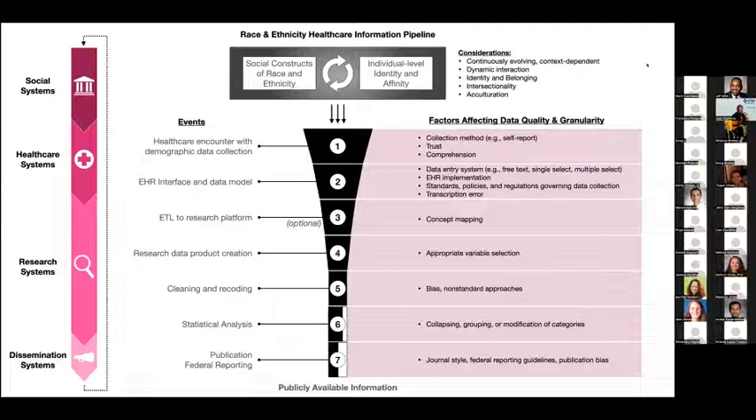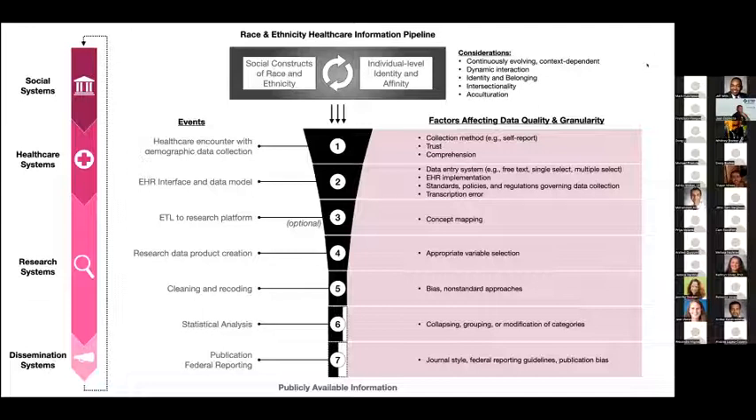The third layer is a little bit more complex. It's ETLs, are extract, transform, and load processes. Basically how we take the data from the EHR and put it into a research environment. And depending on how those concepts are mapped, they may or may not introduce additional problems.